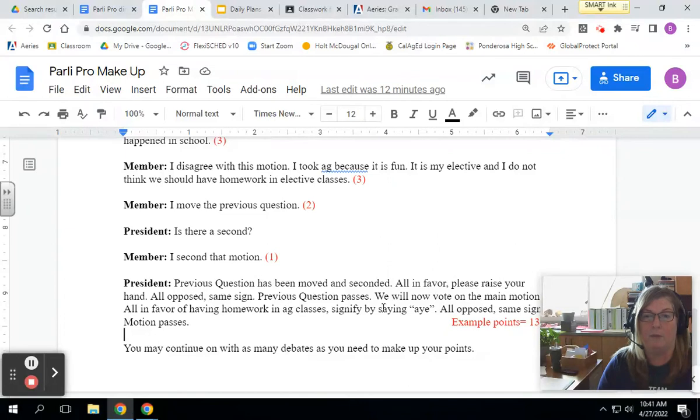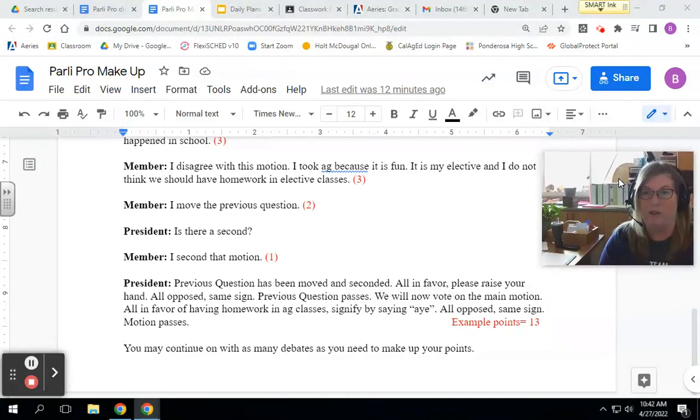And then you're going to write what the president would do, which is to take the members through a vote. Previous question has been moved and seconded. Now, because previous question determines if we'll continue debating or not, you have to have a greater number of people who agree with that to make it happen. It's a 2/3 vote. So if you have 30 people in the room, 20 of them have to agree to do this. Previous question has been moved and seconded. All in favor, please raise your hand. All opposed, same sign. Previous question passes.